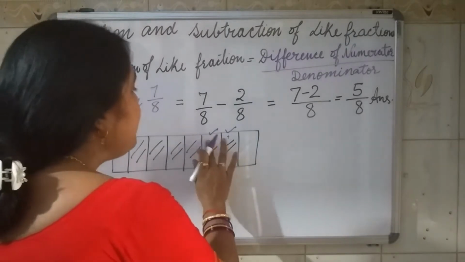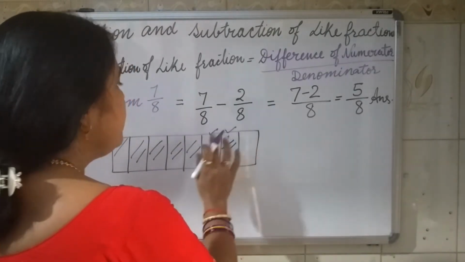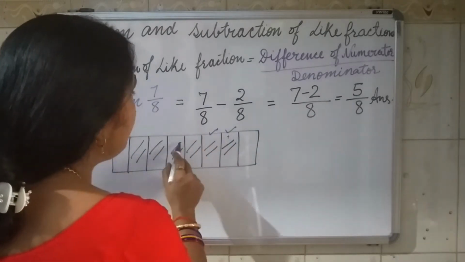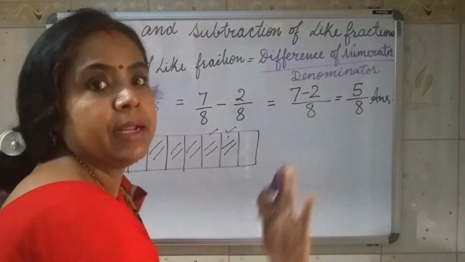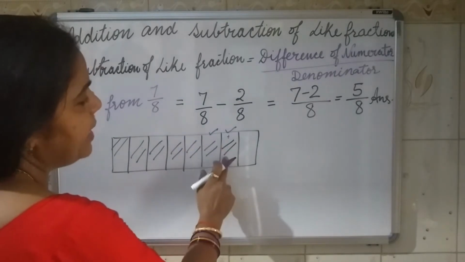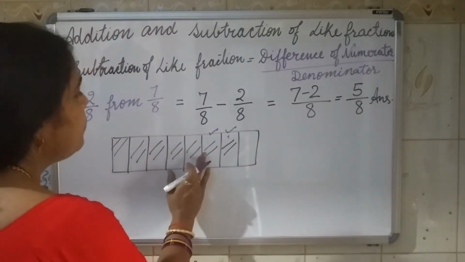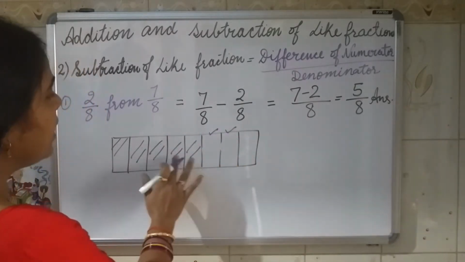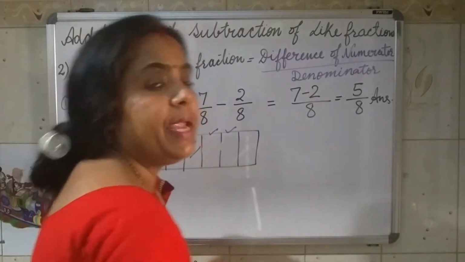So when we are removing these two, what will be left? 1, 2, 3. So what is left there? 1, 2, 3, 4, 5. So the answer is 5 upon 8. I have to remove 2 upon 8, so I remove 2 upon 8. This is the 2 upon 8 I removed from here. After removing these two, what is left? 1, 2, 3, 4, 5. So the answer is 5 upon 8.